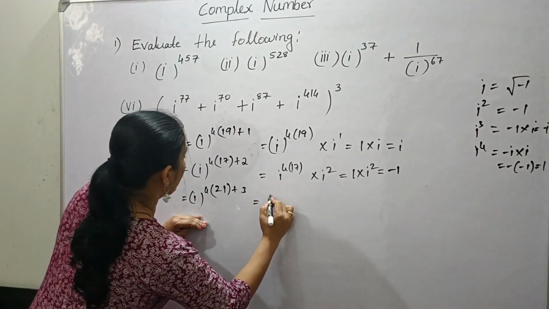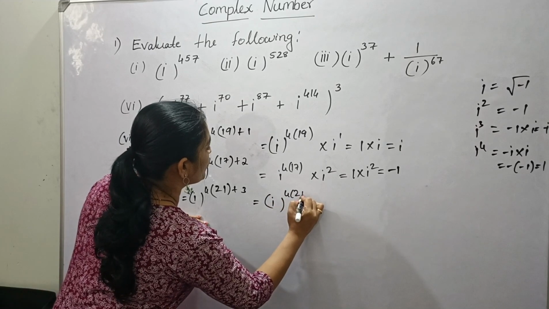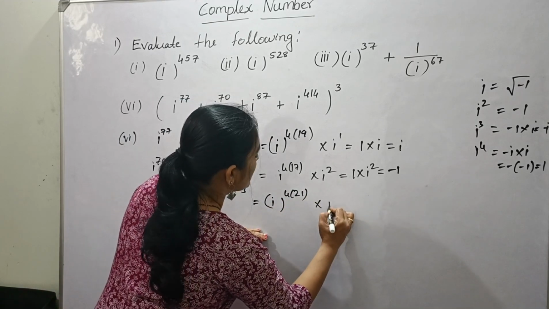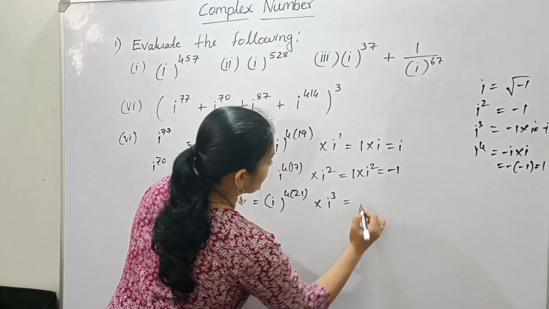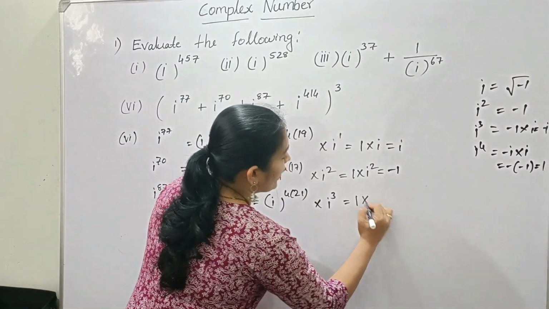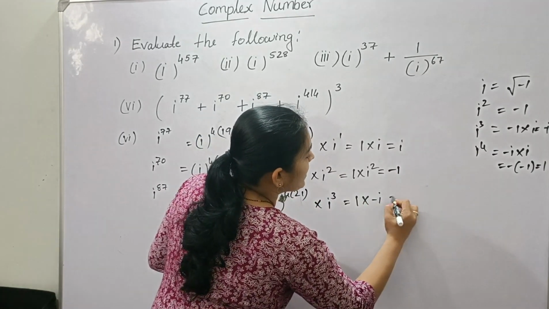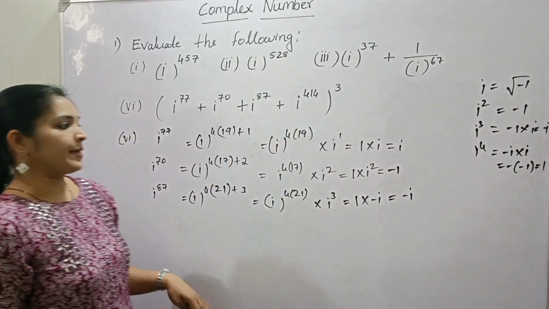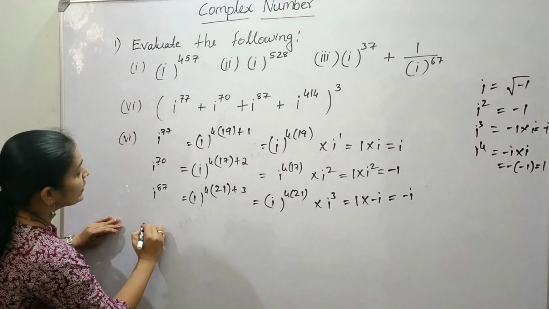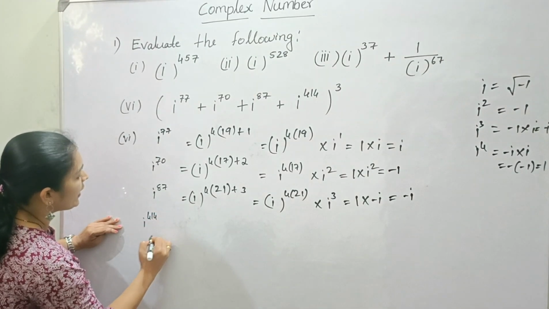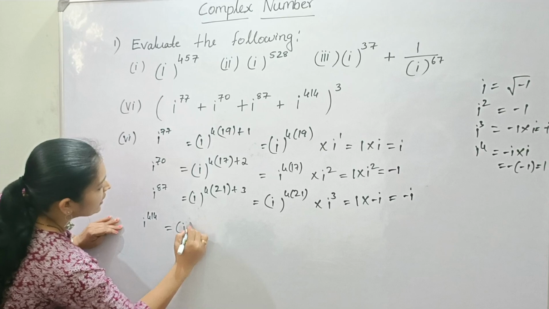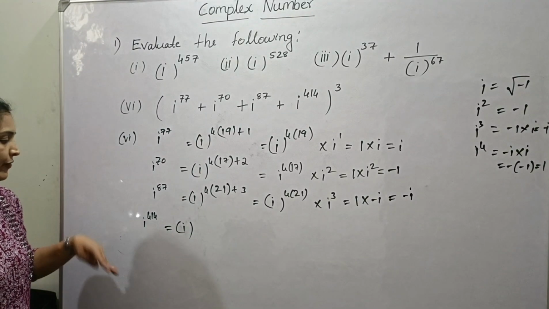That is equal to i raised to 4 into 21 into i raised to 3, that is equal to 1. So 1 into i cube, the value of i cube is minus i. So that is minus i. So next is i raised to 414, that is equal to, divide 414 by 4.